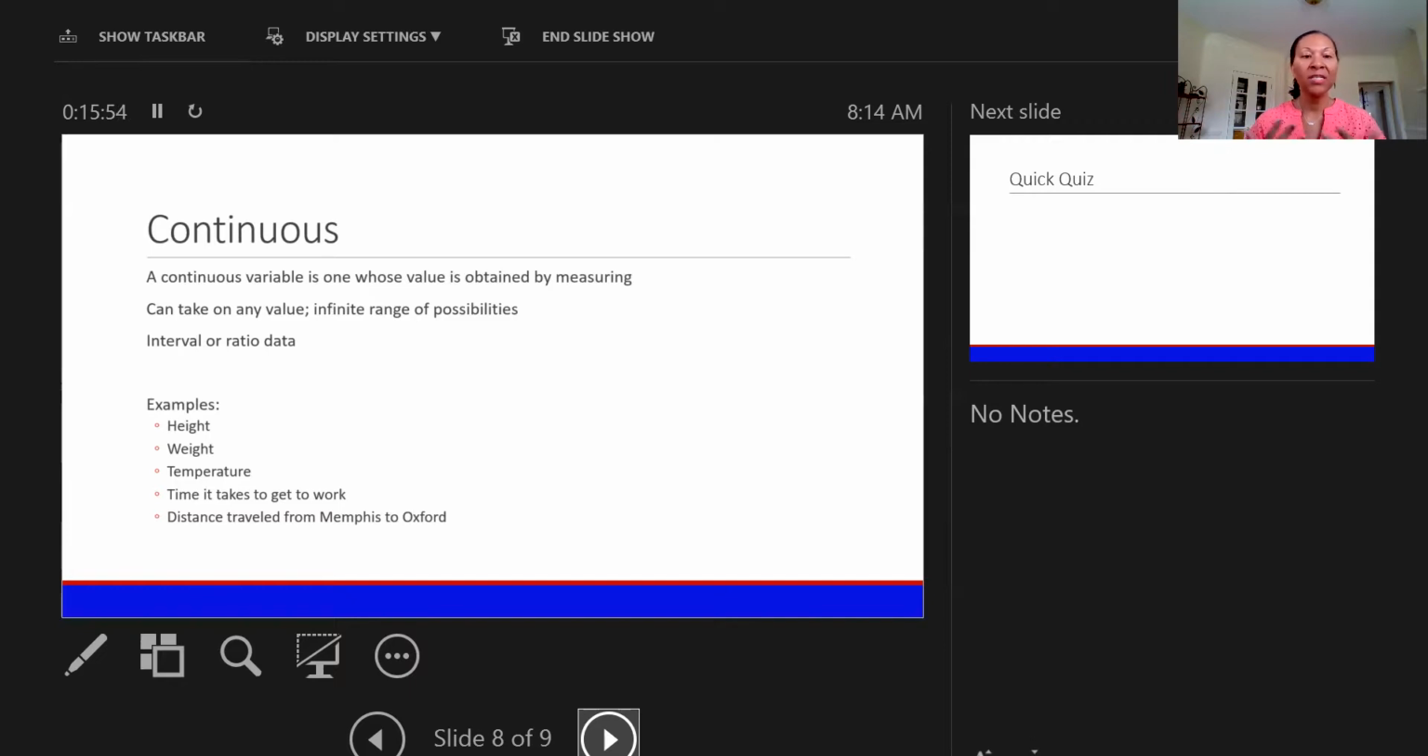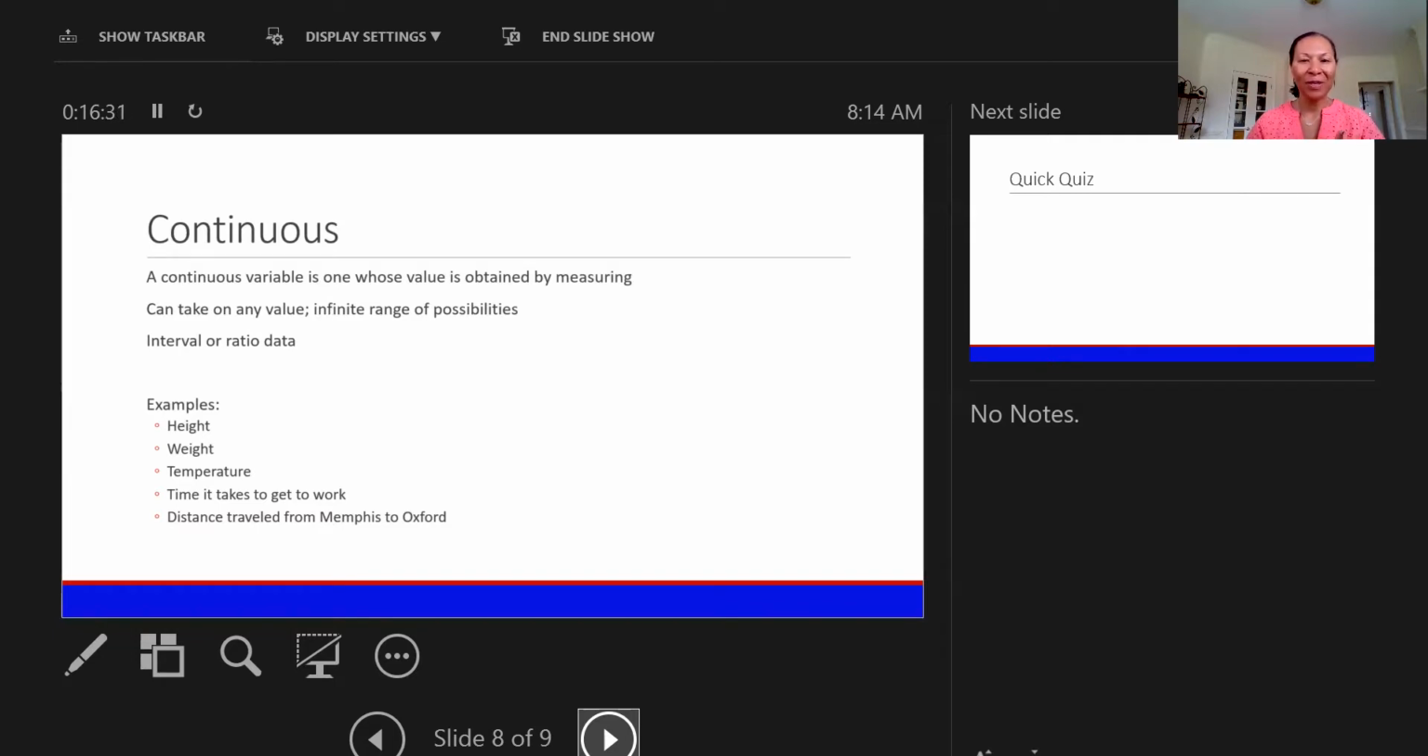So some examples of continuous data are height, weight, temperature, and the time it takes to get to work. It takes me approximately an hour and 15 minutes to get from Memphis to campus. And the distance traveled, that's not quite 100 miles. I can't remember exactly, maybe 85 miles or so from my house to the campus. So again, continuous data is obtained through measuring, and there's an infinite range of possibilities here. All right, so we're clear on that.